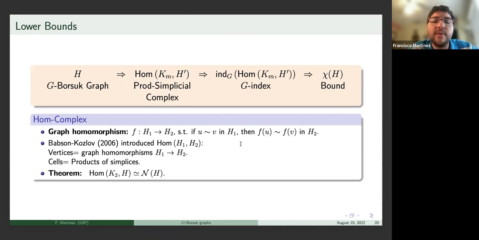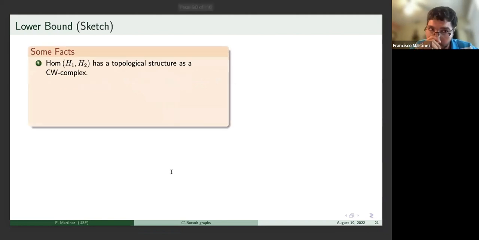They were also able to prove that this is actually a generalization of the neighborhood complex that Lovász introduced, because if we take the complete two graph, so just an edge, as the first graph, then this Hom-complex is homotopy equivalent to the neighborhood graph of H. And actually, you can find simplicial collapses and anti-collapses from one to the other. So we use this to prove the theorem.